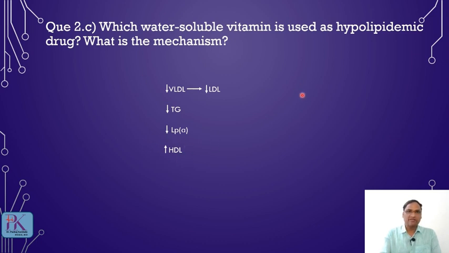So this is the mechanism by which niacin acts as a hypolipidemic drug. So this much you have to write. To summarize, this will be enough: decreased VLDL leads to decreased LDL, decreased triglyceride level, decreased LPA level, and increase of the HDL. So this is the mechanism by which niacin acts as a hypolipidemic drug.